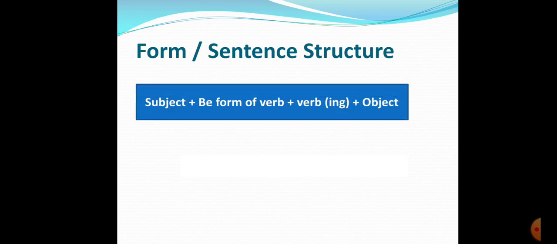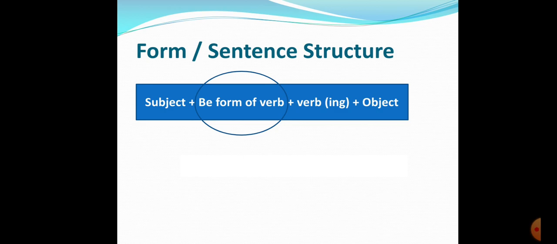Now present continuous tense is formed using the subject plus be form of verb plus verb in the continuous or ing form plus object. Now I know you are a little confused here, what is this all about, but I'll try to clear it. First let's look at the be form of verb. Let's first try to understand that.